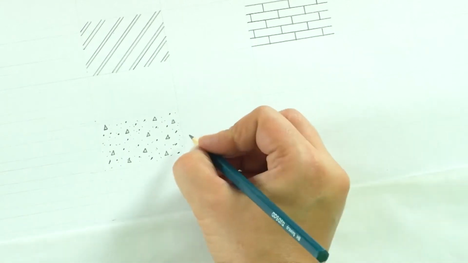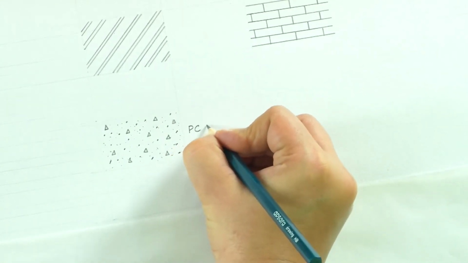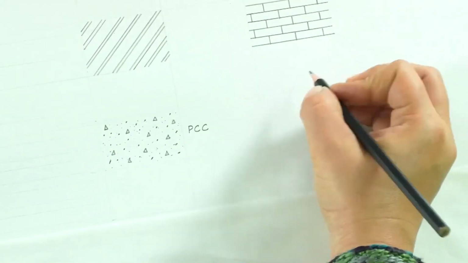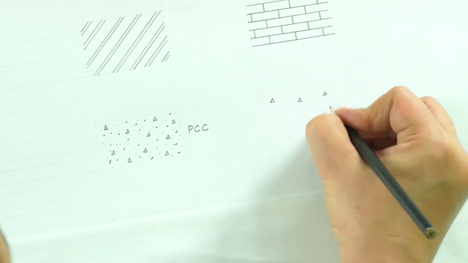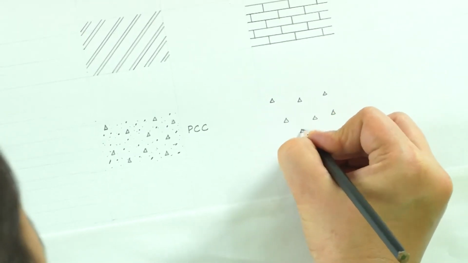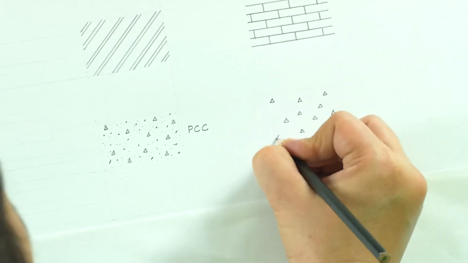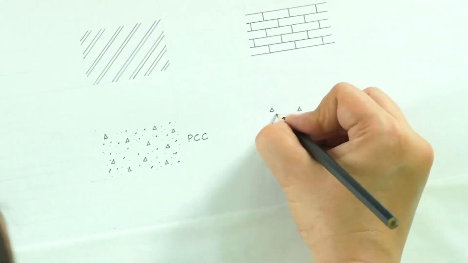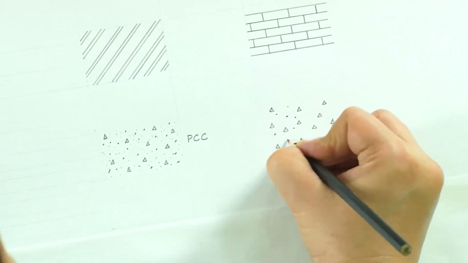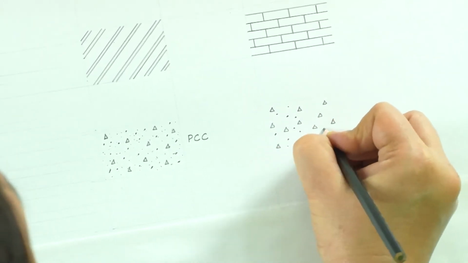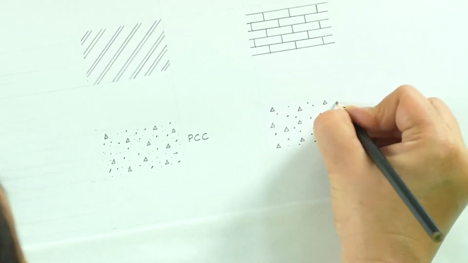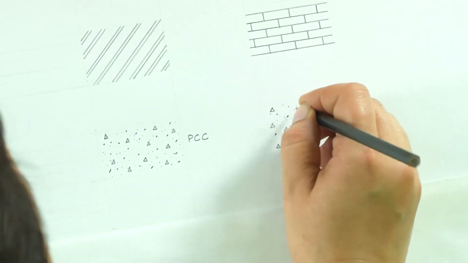This one is PCC, plain cement concrete. Now suppose we have to draw RCC, which is reinforced cement concrete. We use the same representation as PCC, because RCC is nothing but PCC plus the addition of reinforcement. So we will make the same representation as we did for PCC. We will make those triangles, those thicker dots, and then those finer dots.